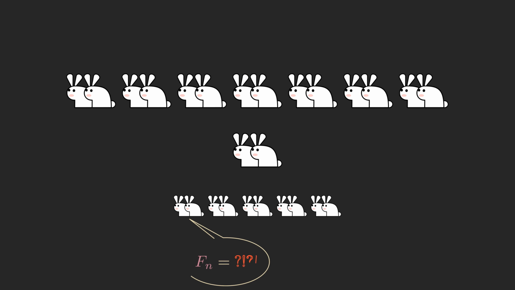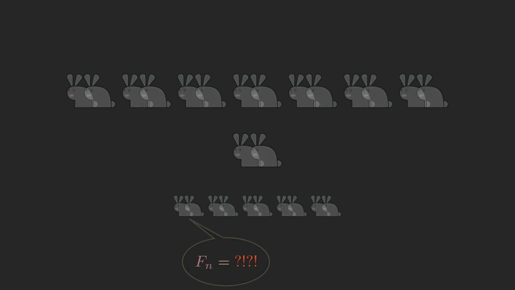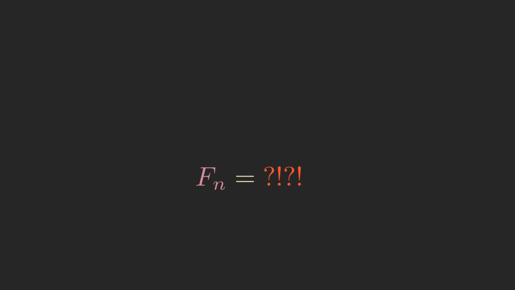What we want is a closed form expression, meaning a formula which we can type into a calculator and get any Fibonacci number we want directly, without having to calculate the ones that come before it.